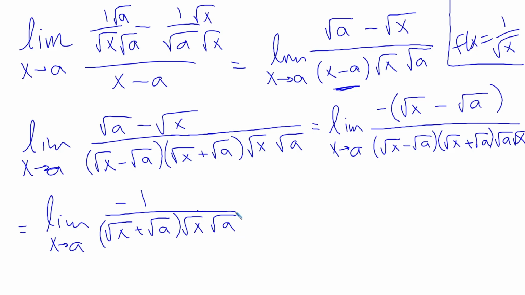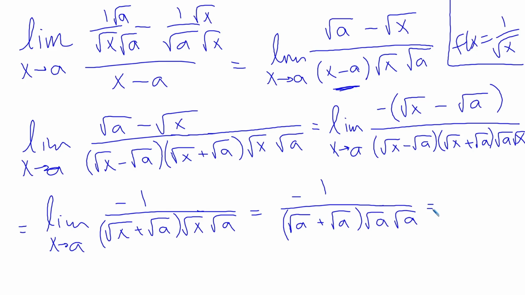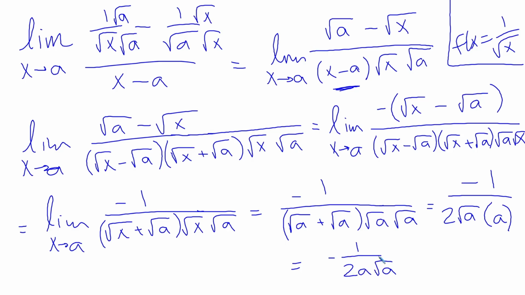And as x goes towards a, this becomes -1 over root a plus root a times root a times root a, which, just like we had before, is -1 over 2 root a times a. So we'll just call it -1 over 2 a root a. And that is how to do all the problems. That's your walkthrough for all the problems on the first homework assignment of the derivatives unit. Remember that all of these limits are just finding us the derivative of the function.